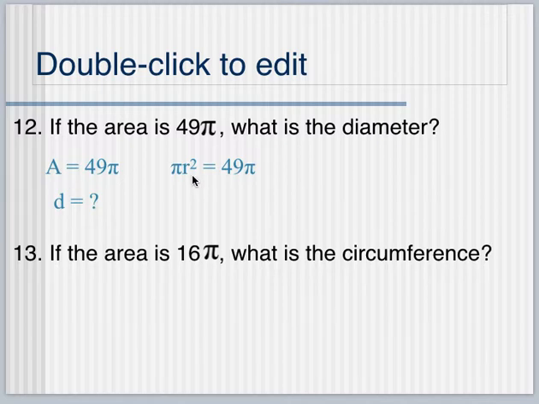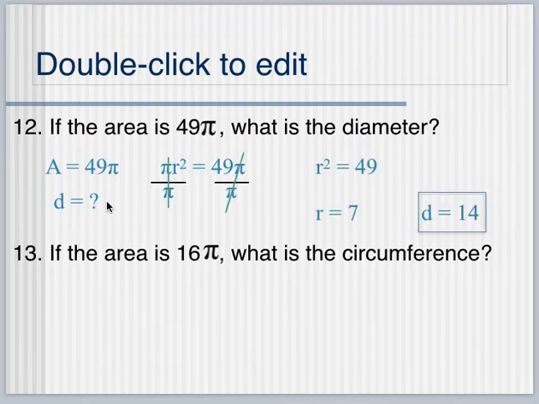Next, we want to get r by itself. We have to cancel out the pi first to do that. When we cancel out the pi by dividing both sides by pi, we get r squared by itself. R squared would equal 49. To get rid of the square, you'd do the opposite. You'd square root. When you square root both sides, the square root of 49 would get you 7, so radius is 7.